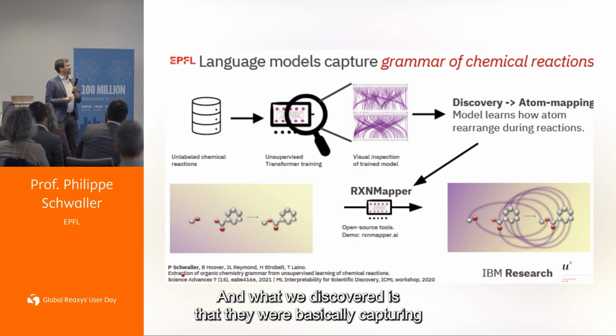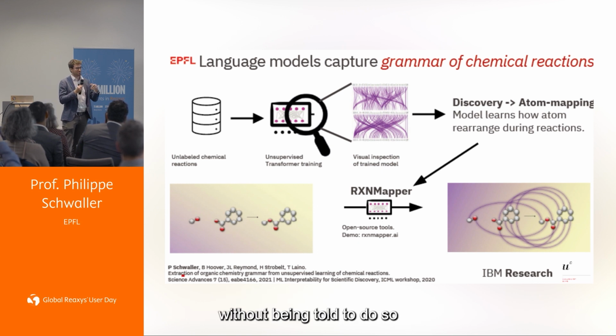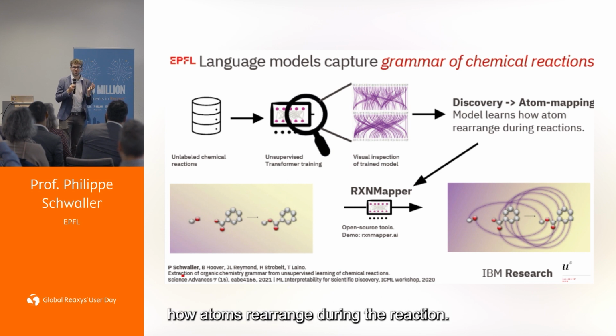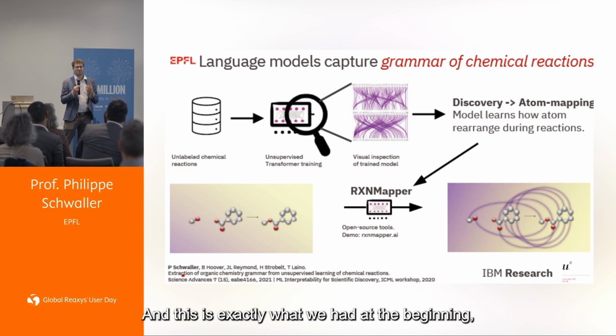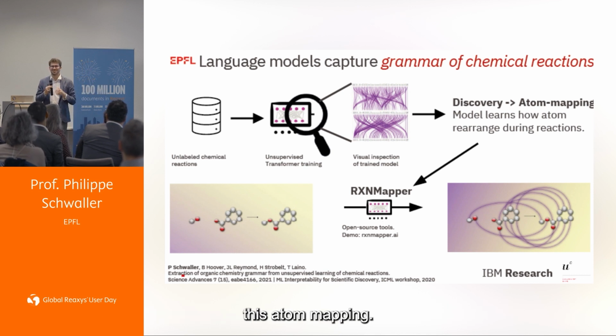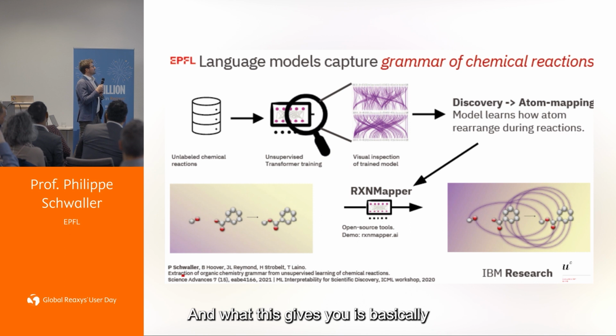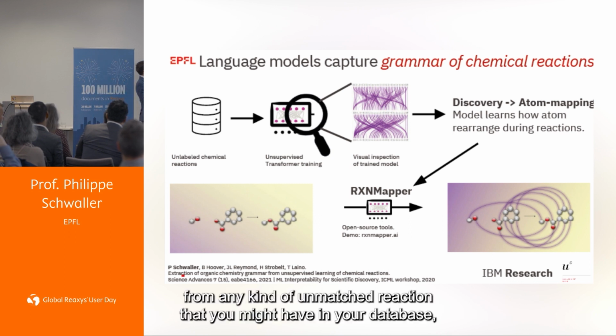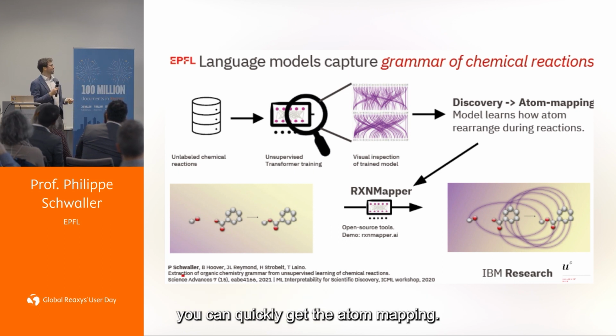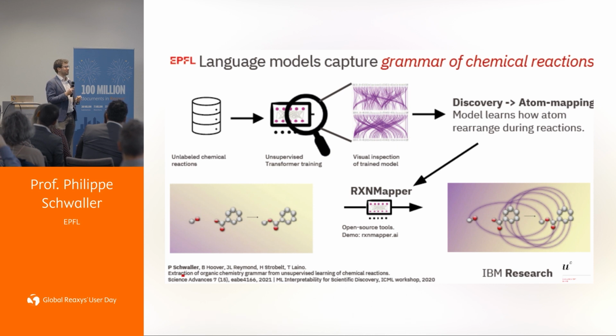And what we discovered is that they were basically capturing, without being told to do so, how atoms rearrange during the reactions. And this is exactly what we had at the beginning, this atom mapping. And using that signal, we could develop a reaction mapper. What this gives you is, from any unmapped reaction that you might have in your database, you can quickly get the atom mapping.